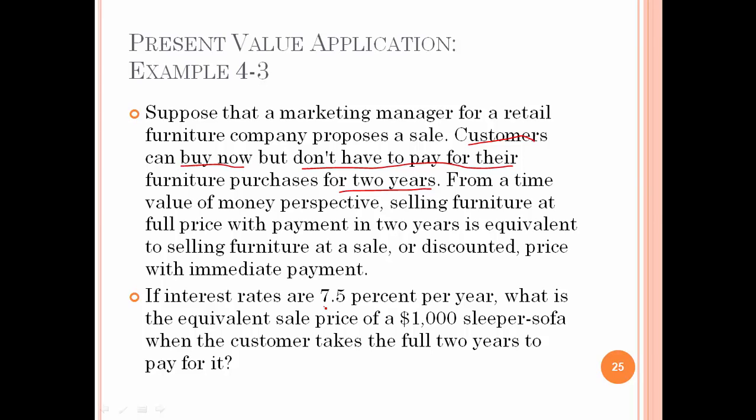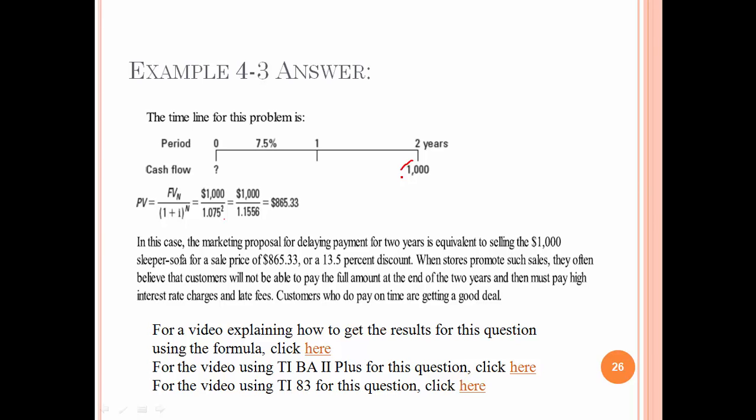So if the interest rate is 7.5% per year, what is the equivalent sale price of a $1,000 sleeper sofa when the customer takes the full 2 years to pay for it? If the customers take the full 2 years to pay $1,000, then the store will receive this $1,000 in 2 years, and apparently that is a future value. So we want to find out the present value of this $1,000 to be received in 2 years based on a 7.5% interest rate. And when we calculate the present value, it turns out to be $865.33. So that is like giving customers a 13.5% discount.